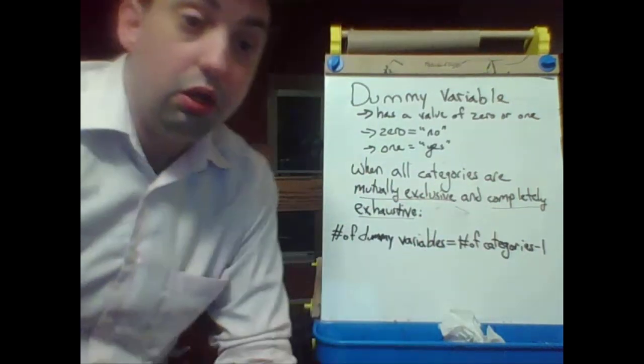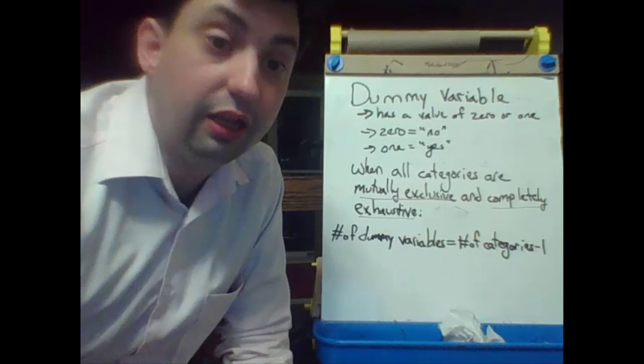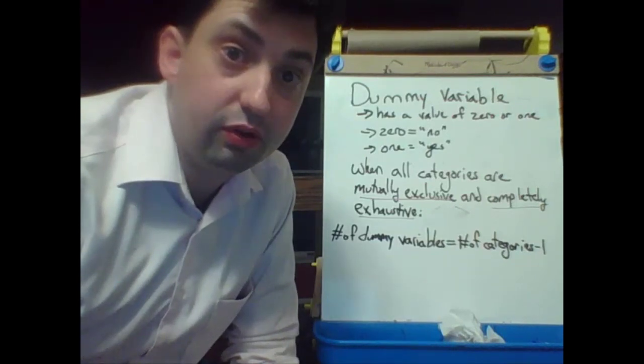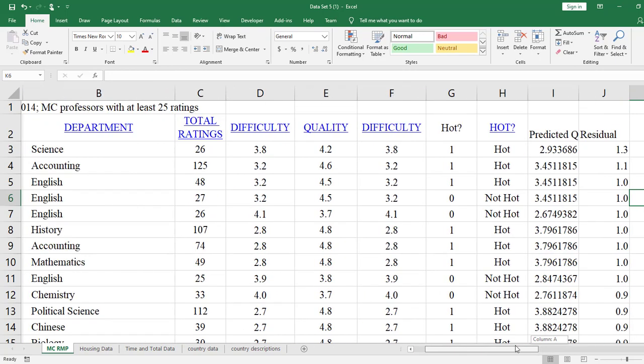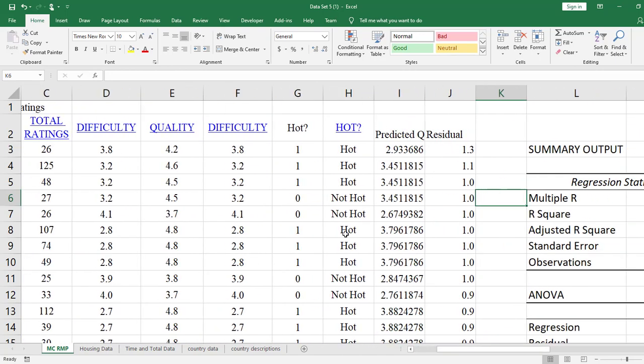Okay. So let's see what this means for purposes of working with Excel. Let's go to our regression. So I want to run a regression analysis. This is our rate by professor data again. We have quality. I want to predict quality with difficulty, but I also now want to include the dummy variable hot. So this is what this was here, right? You can see this professor is considered hot, has a 1. This professor is considered not hot, has a 0.